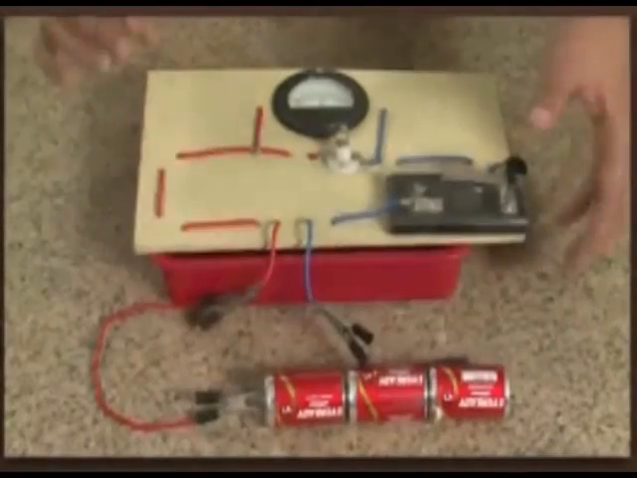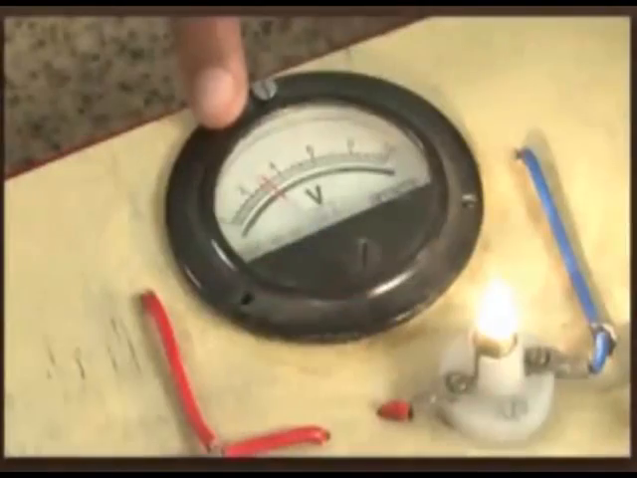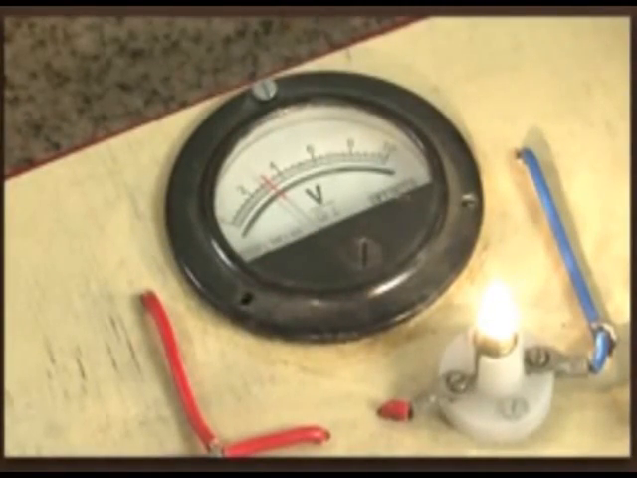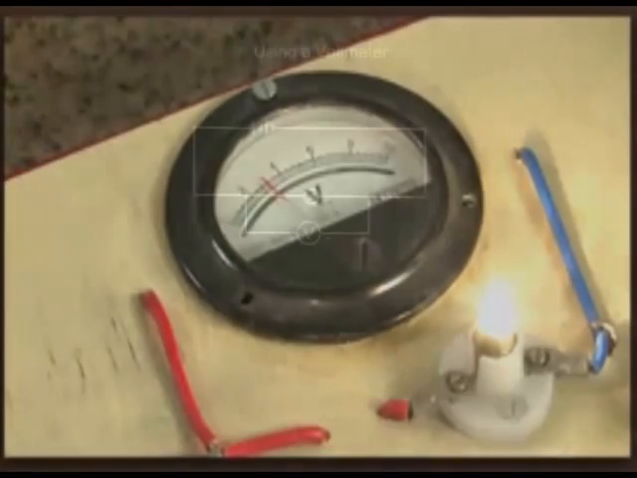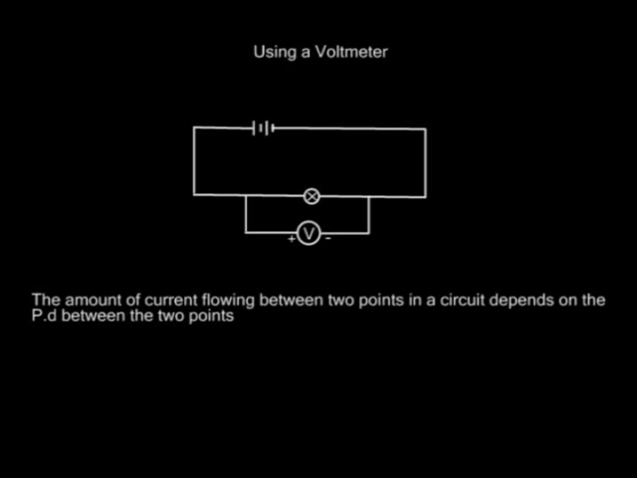Now connect the three cells. The bulb glows brighter and the voltmeter reads 2.6 volts, which is higher than the previous reading. So the potential difference increases when we add the batteries. In other words, the amount of current flowing through 2 points in a circuit depends on the potential difference applied between the 2 points in the circuit.